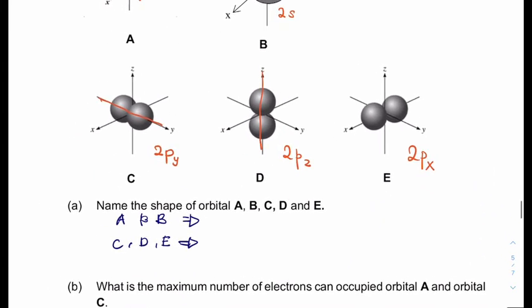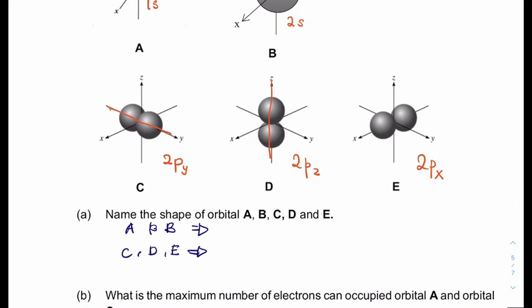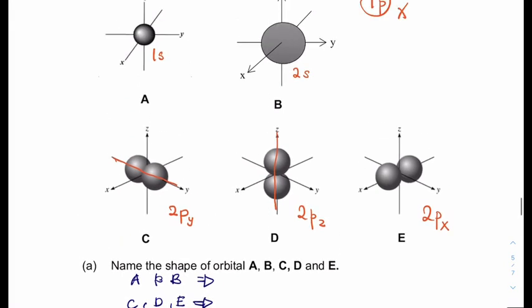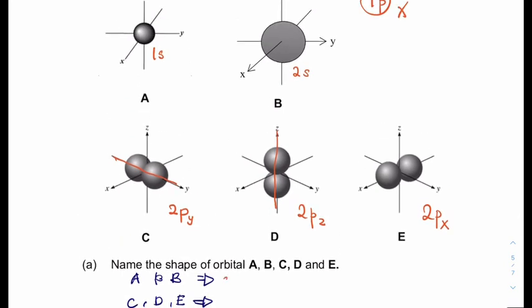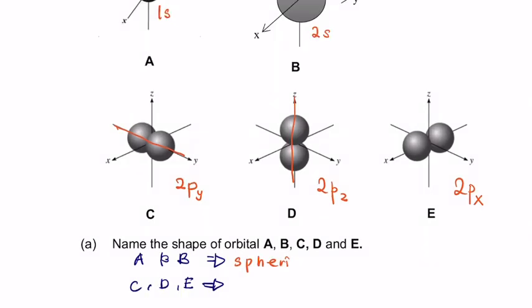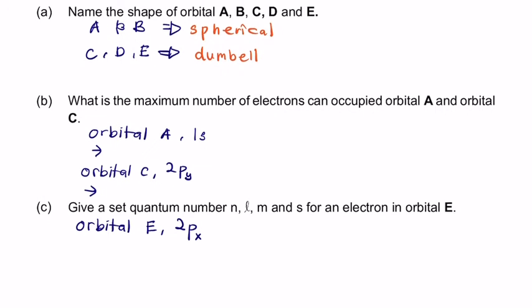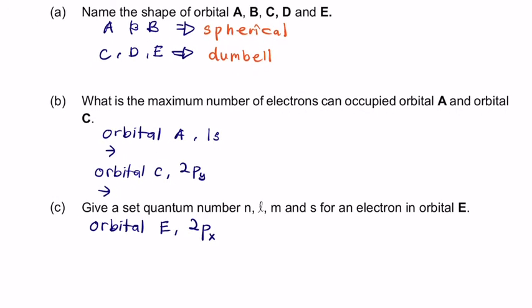So dia suruh kamu name the shape of the orbital A, B, C, D and E. So A dan B you nampak dah di sini adalah sphere, spherical, and C, D, E adalah dumbbell.